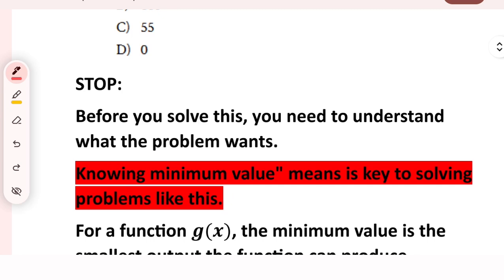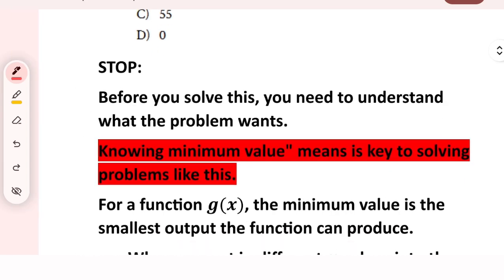I think the best thing we need to do now is to know what a minimum value is. Knowing the minimum value is the key to solving problems like this one. You need to understand what the problem is asking about. Why is it asking about a minimum value of the function? If you could understand that, then it would be very easy to solve for the minimum value.